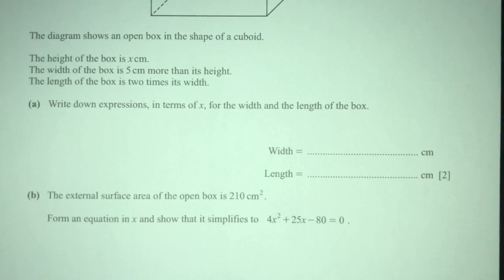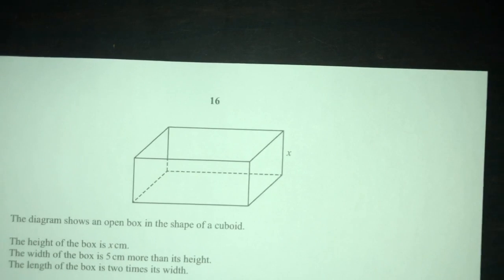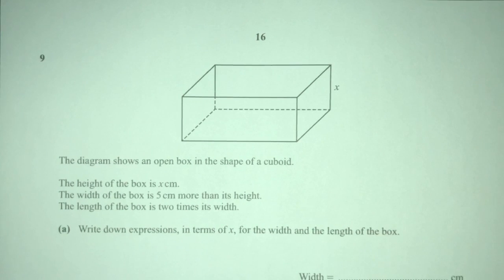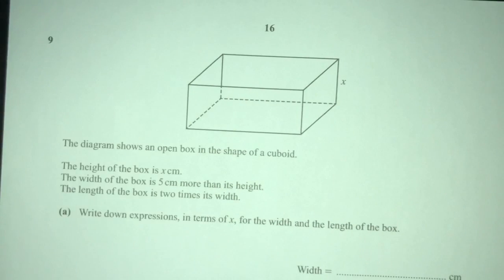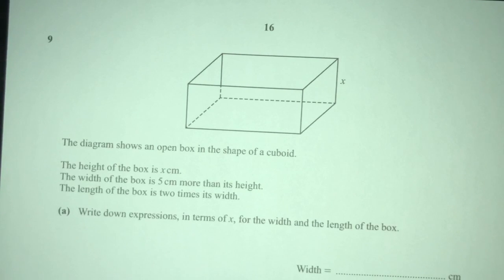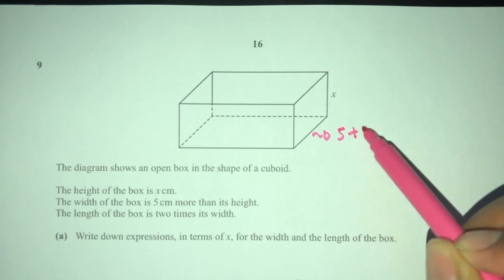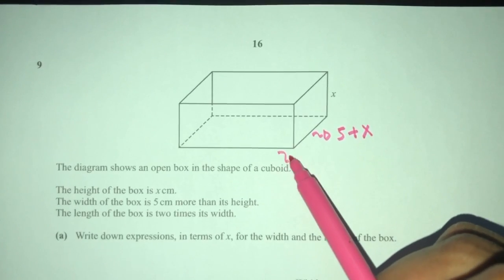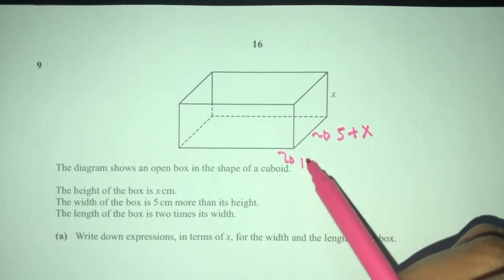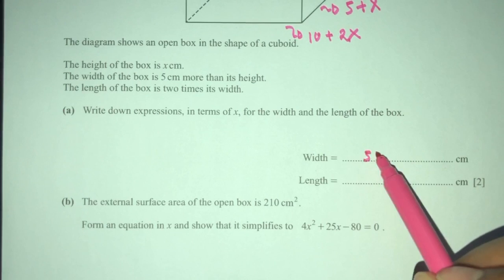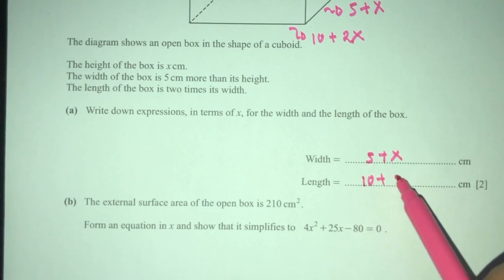Now we have question number 9. The diagram shows an open box, which means there's no top. The top is removed from this shape. The height is x. The width of the box is 5 more than its height, so the width will be 5 plus x. The length is twice the width, so 2 times this will be 10 plus 2x. So here we just have to write that: your width will be 5 plus x and the length will be 10 plus 2x.